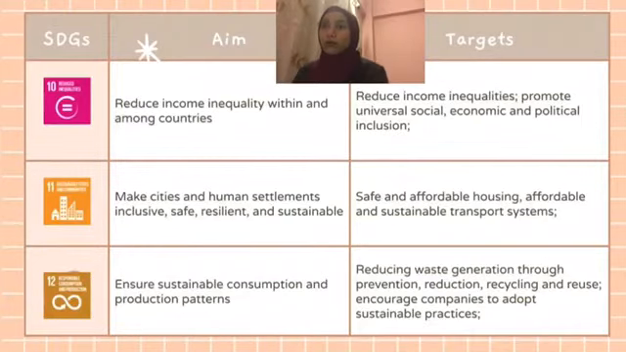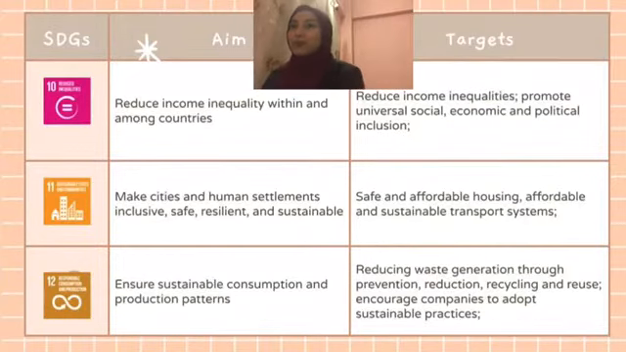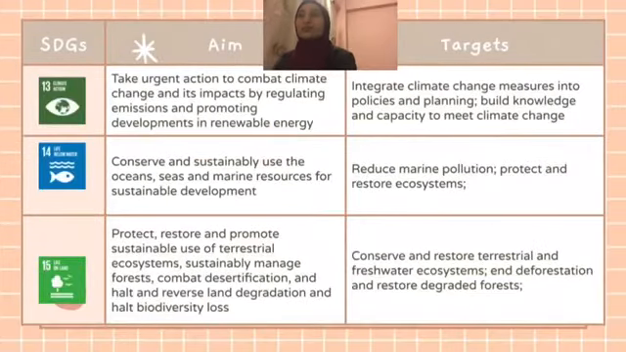So the 12th goal is to have responsible consumption and production. And the aim for this goal is to ensure sustainable consumption and production patterns. And the target here is to reduce waste generation through prevention, reduction, recycling, and reuse, also to encourage companies to adopt sustainable practices.